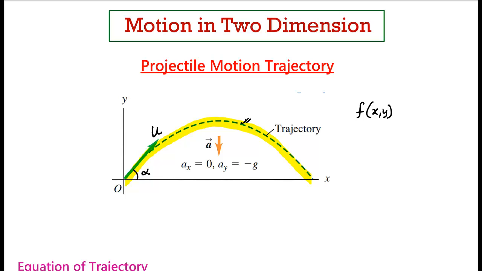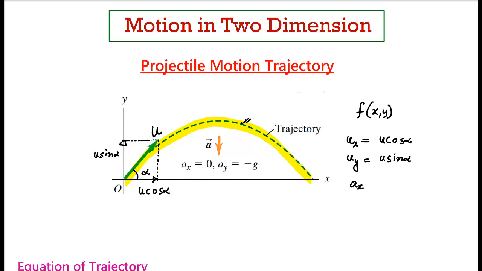So how will you derive this equation? The idea is again the same. First you have to write the initial velocity in the x direction. So what is the initial velocity in the x direction? This is the velocity u. If you take the component of u, then in this direction I will have u cos alpha. What is the initial velocity in the y direction? This will be u sin alpha.